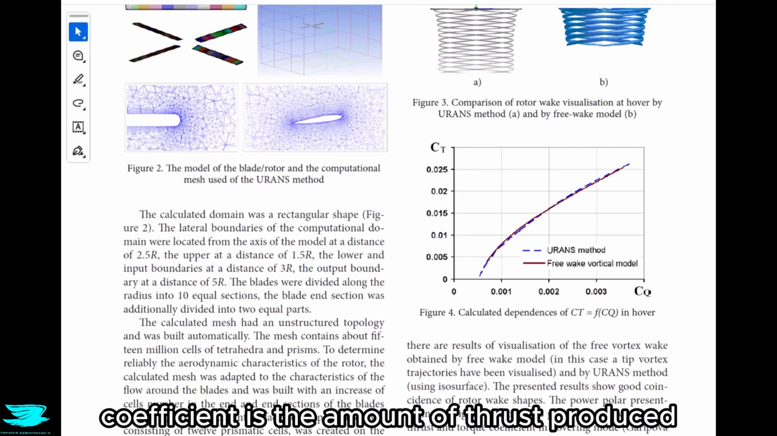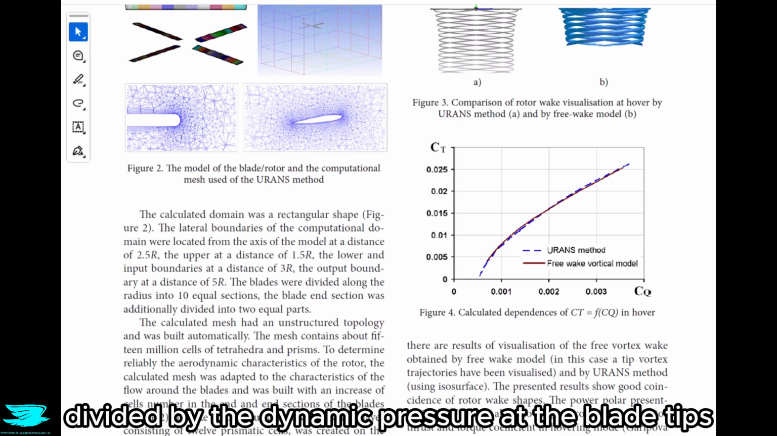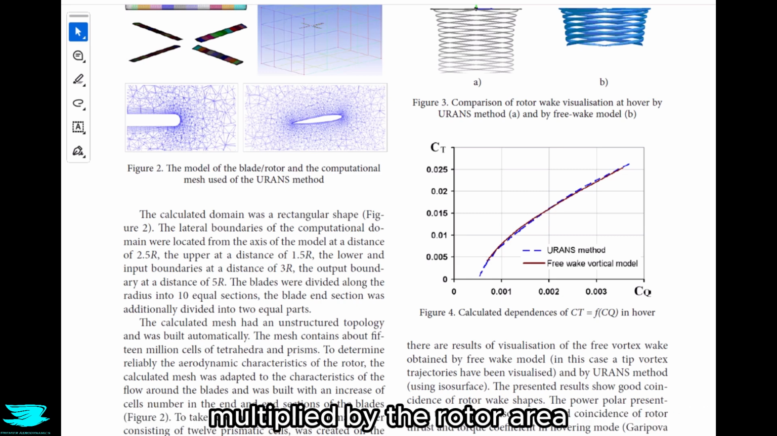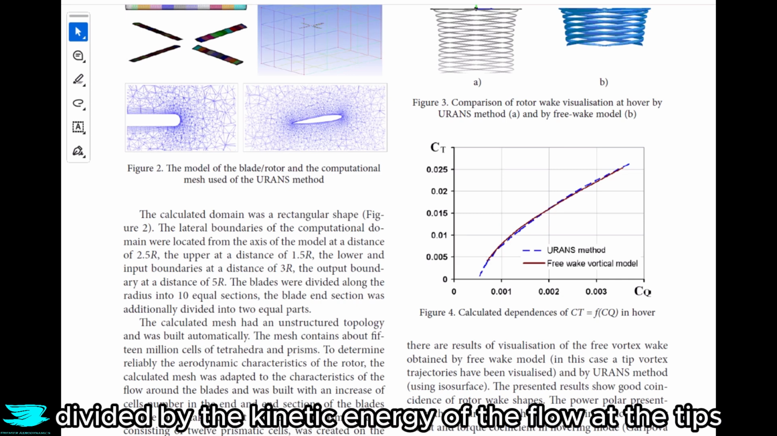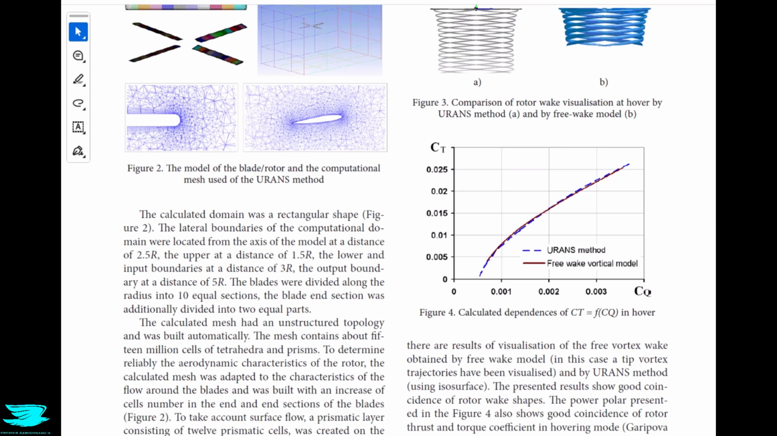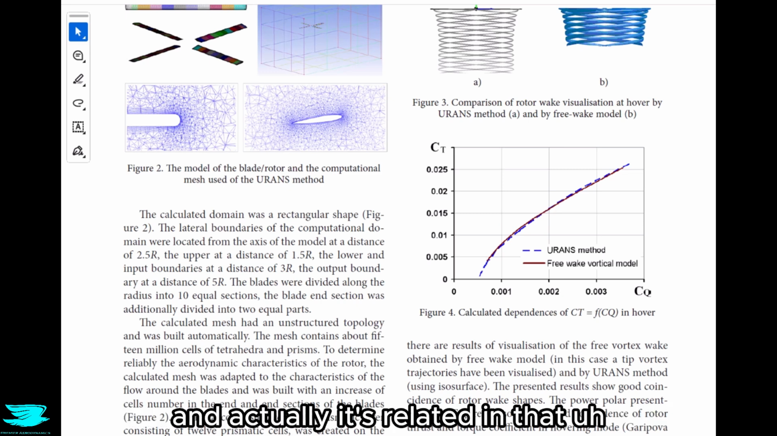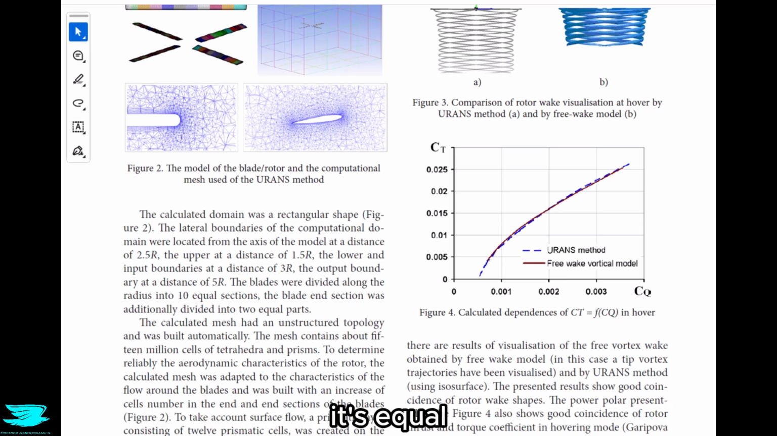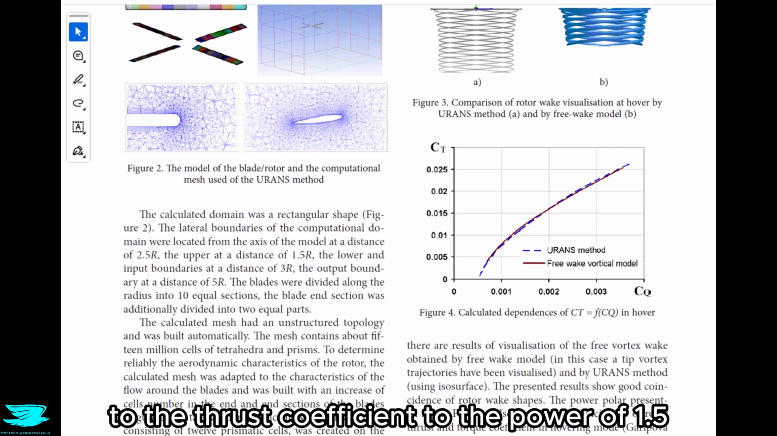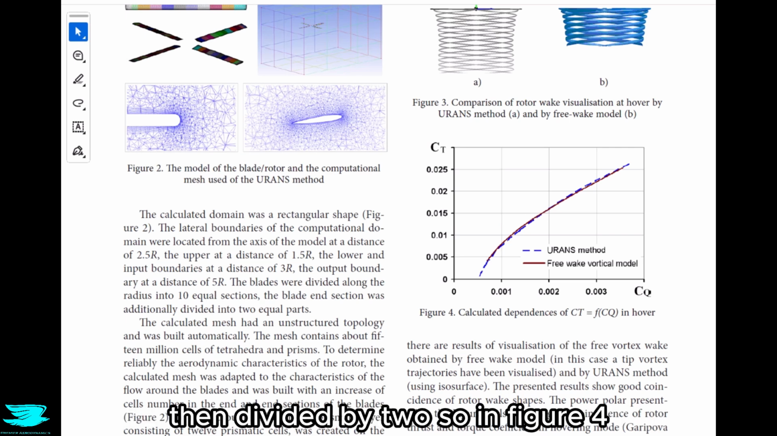So the thrust coefficient is the amount of thrust produced divided by the dynamic pressure at the blade tips multiplied by the rotor area. So when you think about it, it's effectively the thrust divided by the kinetic energy of the flow at the tips per meter. The authors also use the power coefficient, which is very similar to the thrust coefficient, and actually it's related in that it's equal to the thrust coefficient to the power of 1.5, then divided by 2.